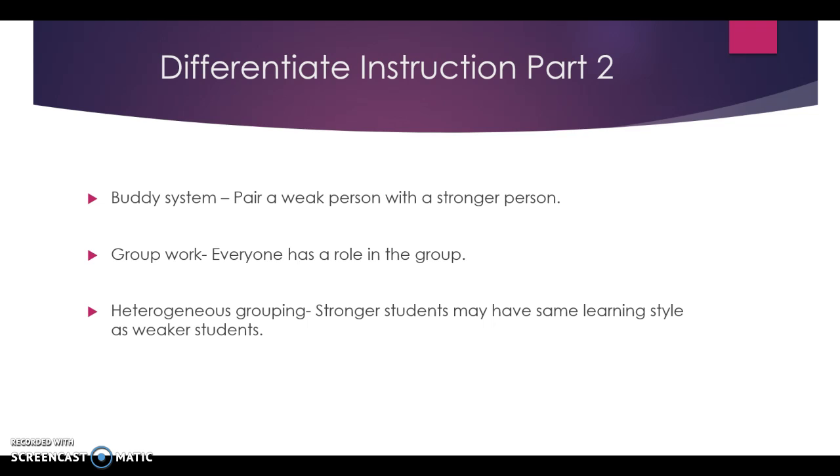Heterogeneous grouping. You often may group stronger students together that may have the same learning style and group weaker students together that may have the same learning style. This is not a negative thing. This is all encouragement, and it all helps students learn at a different rate.